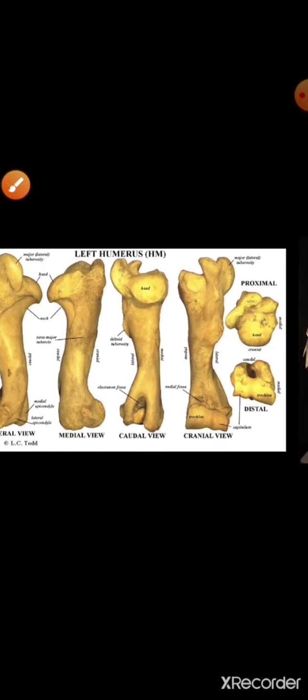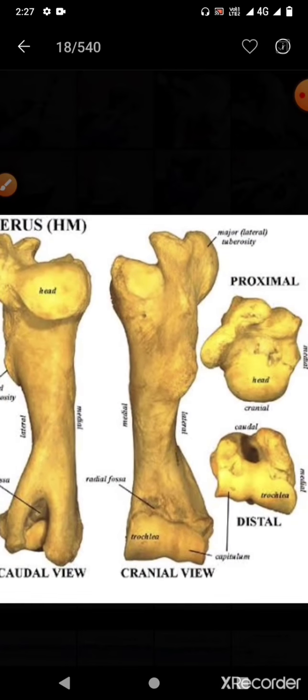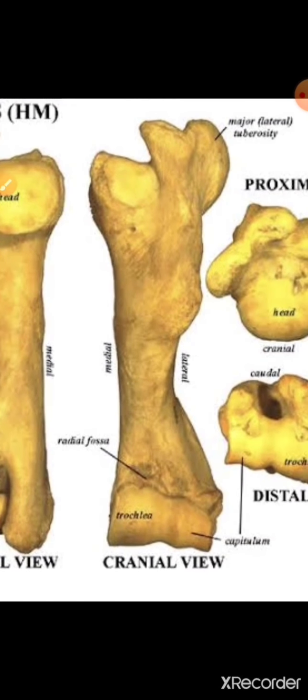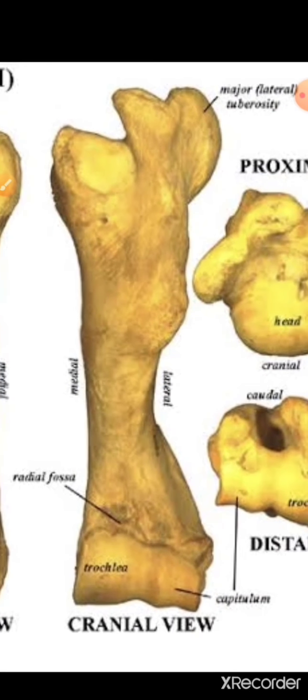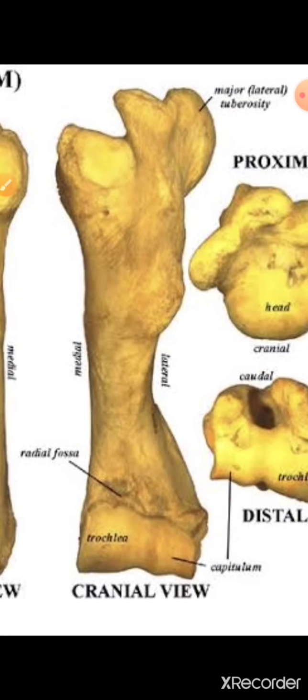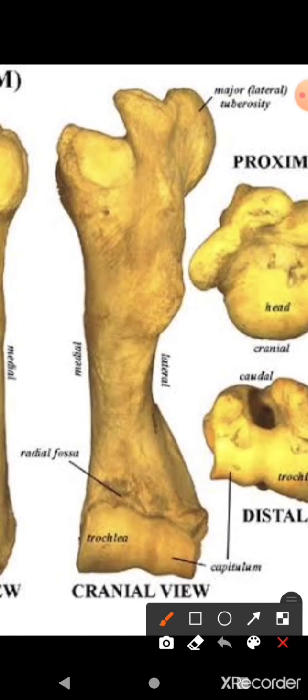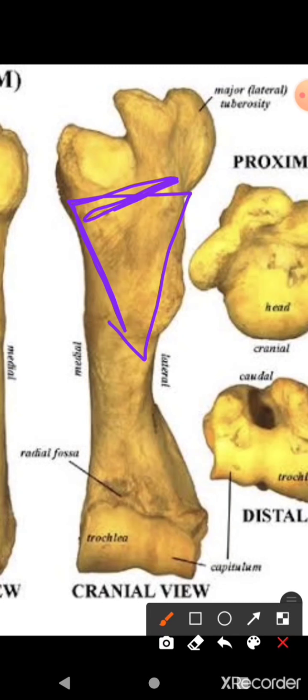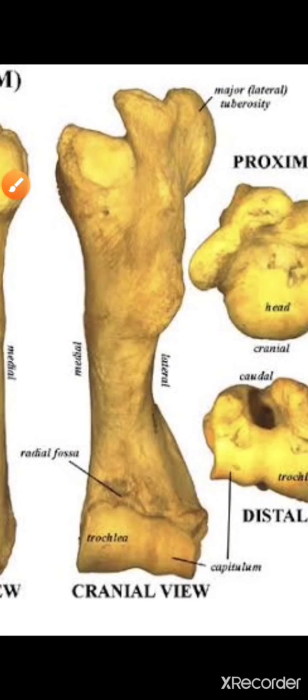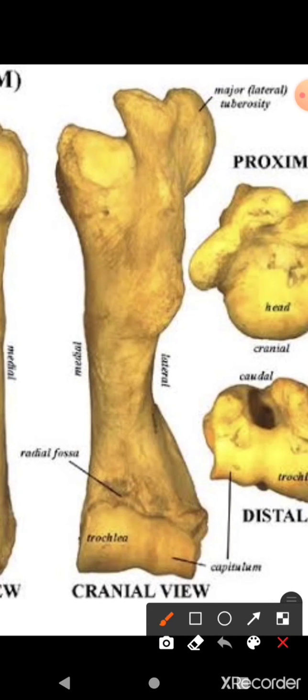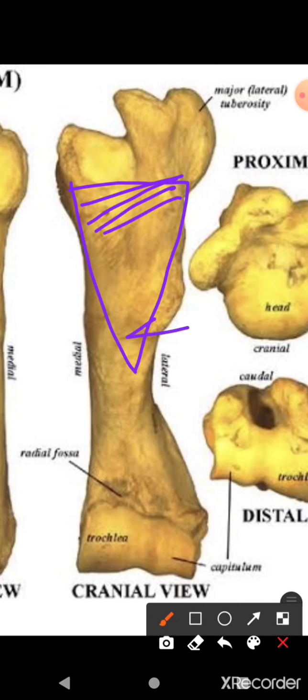Let us look at the anterior surface. The anterior surface is also known as the cranial surface, and the view is known as the cranial view. Please try to focus on the image we are discussing. The anterior surface is triangular, smooth above, and it becomes narrow and rough below. This is all about the anterior surface. What we have to remember is that the anterior surface is triangular, smooth above, and becomes narrow and rough below.